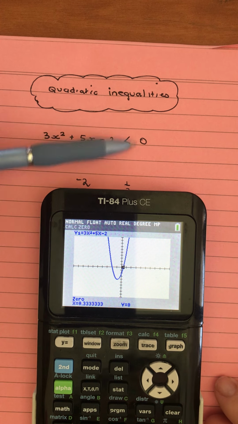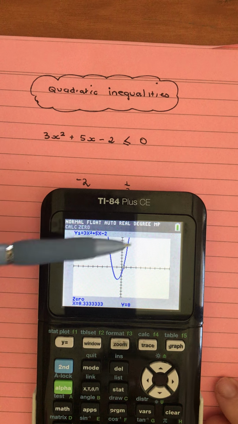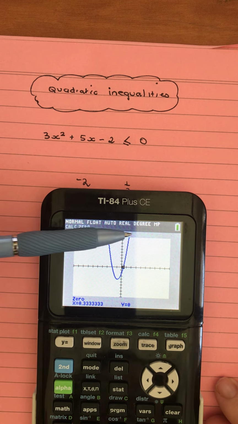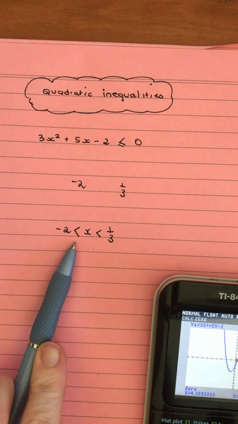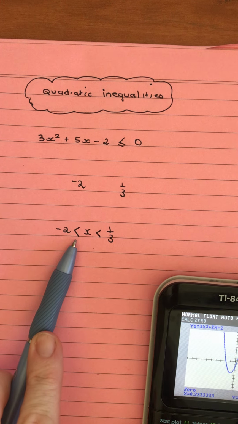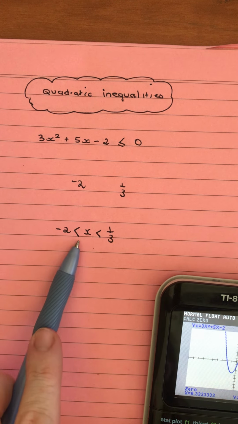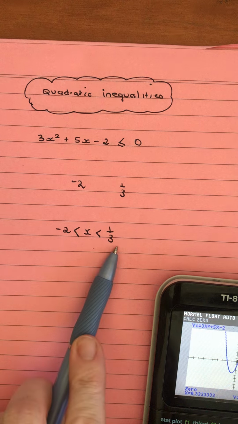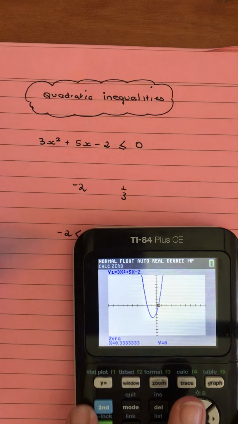If this had been reversed and we're saying the function was greater than 0, we'd be looking at these parts where it is above the x-axis. So then your signs would be switched here, because you'd be saying when x is less than -2 or more than 1/3 to show the other sections of that graph.